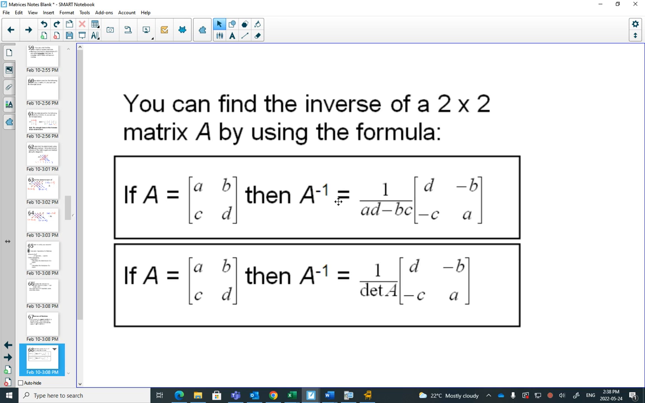Next, some very interesting applications happen. Notice the inverse, 1 over the determinant. Then the A and the D get switched, and the B and the C are multiplied by a negative.